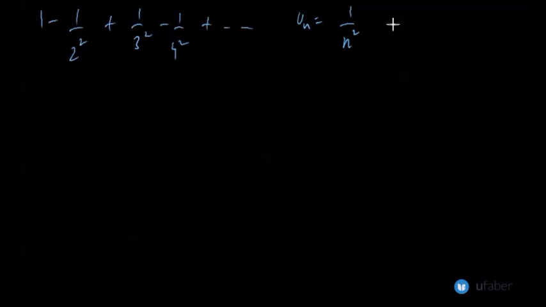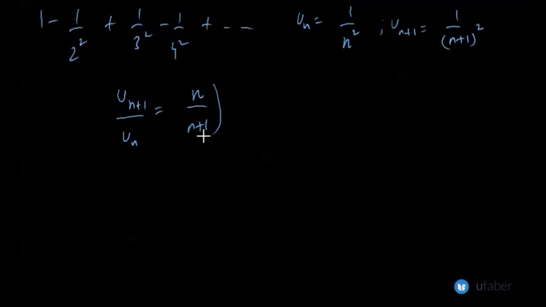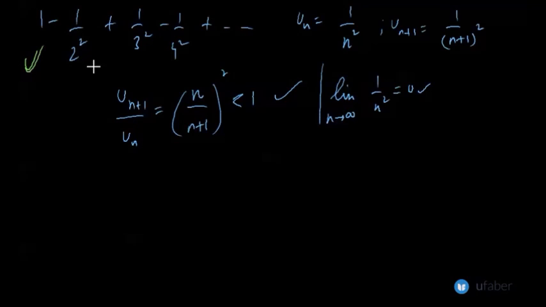Okay, and if you find out un plus 1, you would get 1 by (1 plus n) whole square. Let me find out this ratio. This would clearly give me a value which is less than 1. So the first condition is satisfied, and if I check the second condition, this is also true. This means this series is a convergent series as per Leibniz rule, because it is an alternating series.